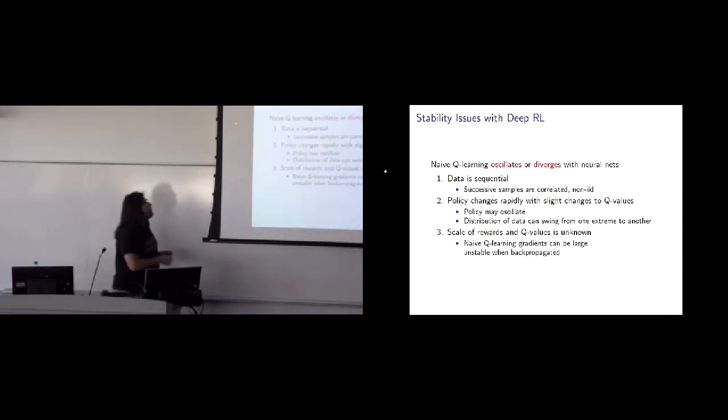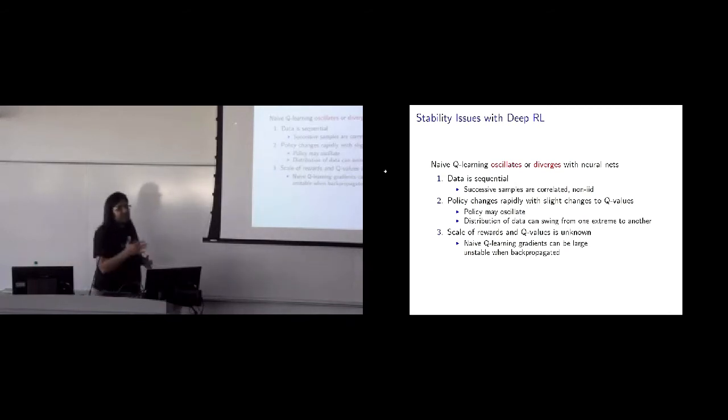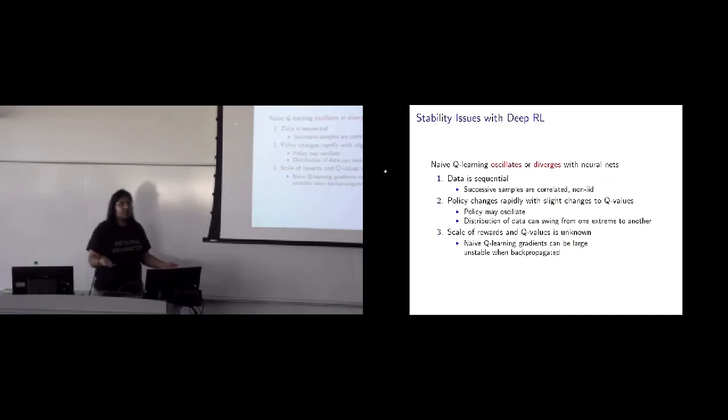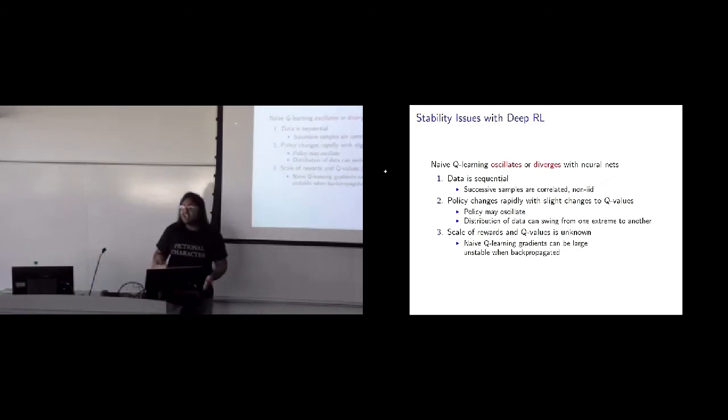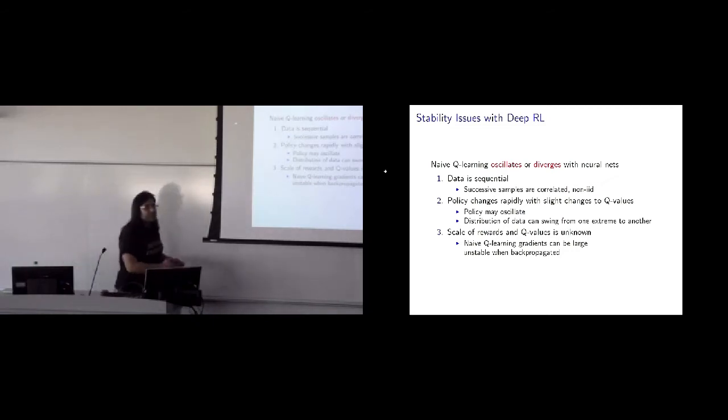policy changes rapidly with slight changes to Q values. So sometimes when you're approximating your Q function using a neural net, you'll see that the resulting implicit policy keeps fluctuating very rapidly. It doesn't stabilize. Distribution of data can swing from one extreme to another. That's a huge problem because you don't have infinite time, and you know that dynamic programming guarantees convergence at infinity, right? So you have to stop it somewhere. Do you know where to stop it if it doesn't stabilize?